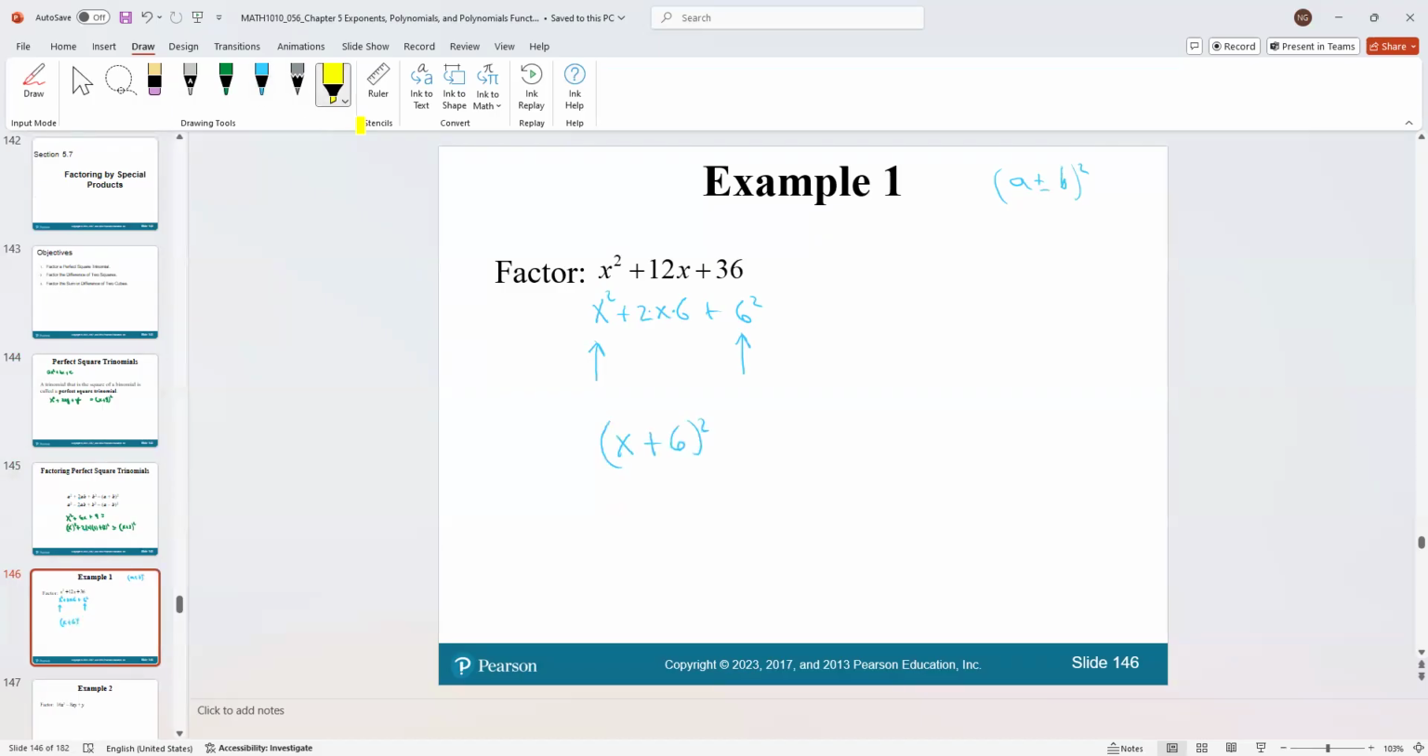The sign in the middle depends on the sign of the b term. If the b term is positive, then it's going to be positive. If the b term is negative, it's going to be negative.